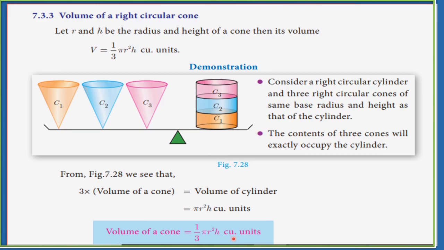Simply, we can prove this in another experiment. Take a cylindrical container and a conical flask of the same height and same base radius. Then add water to the conical flask. It is filled to the brim. Start adding this water to the cylindrical container. We will notice it doesn't fill up the container fully.